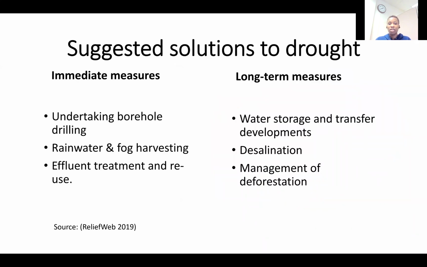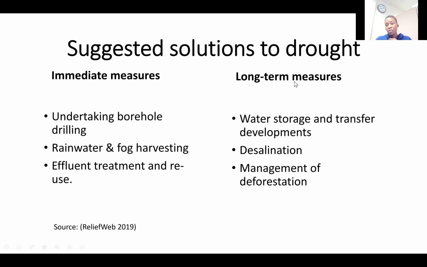So some of the suggested solutions I have to drought are based on two categories. The first is the immediate measures: to drill boreholes for people who do not have access to clean water so they could get water. Although that will be very difficult because most regions are very dry, if it's possible to get boreholes for them to have at least water for their daily use. And also rainwater harvesting, effluent treatment and reuse, which is the treatment of wastewater, which I feel like the IPCC and the United Nations could adopt technologies that could help them change their wastewater into clean water that they could use.